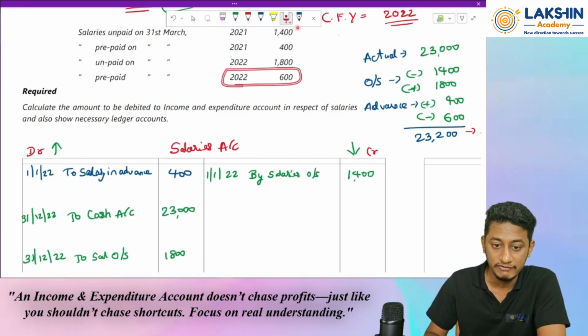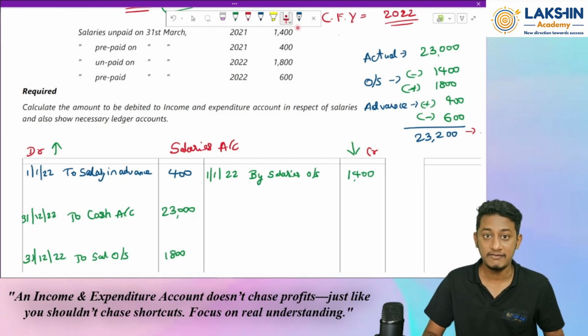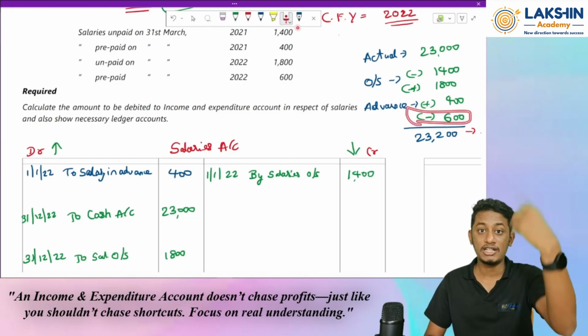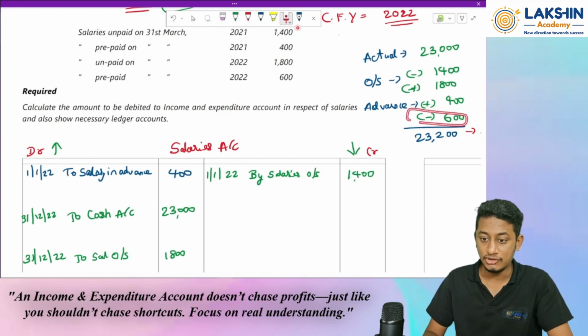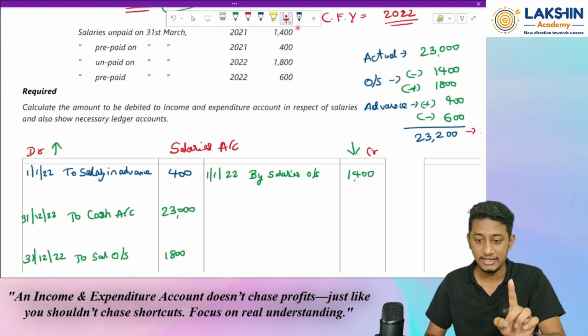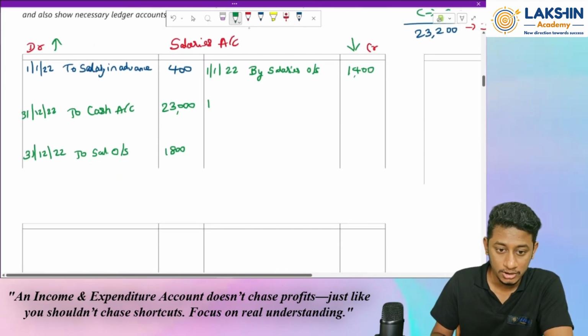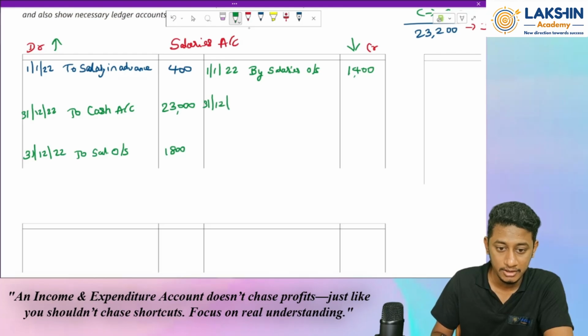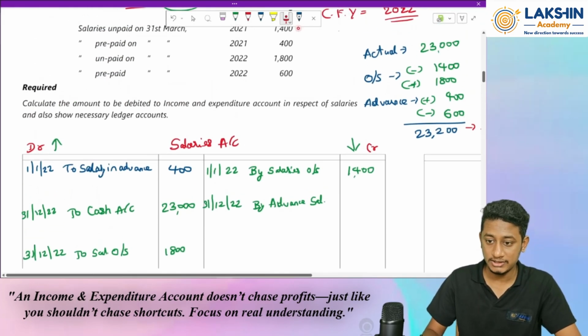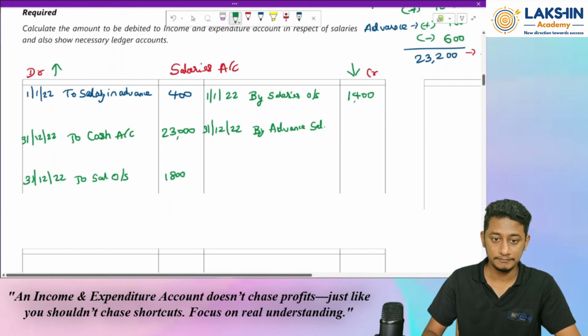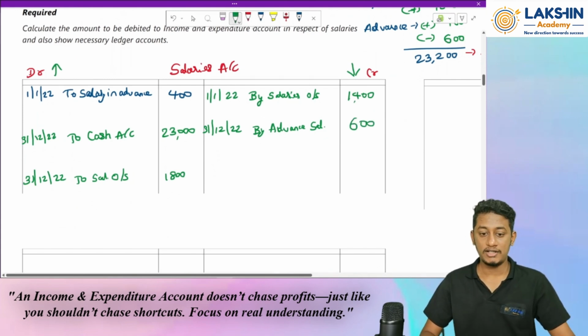Then same way for the deduction, right? See, this is the deduction for 2022. So that means at the year end we have paid it in advance, which was belonging to the next financial year. So that's why I need to deduct it, right? Whenever I need to deduct it, I will create the entry on this side. So on 31st of December 22, by advance salary. Rupees how much? Rupees 600. Okay.